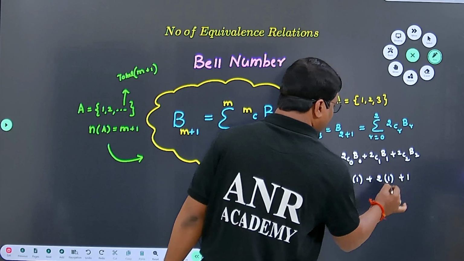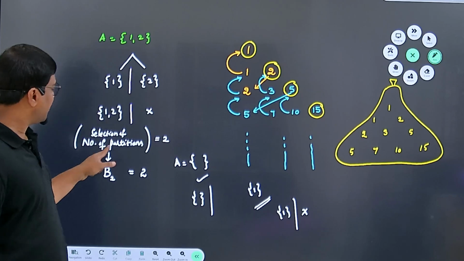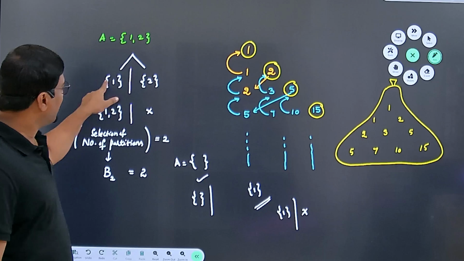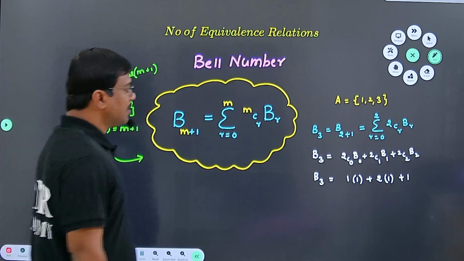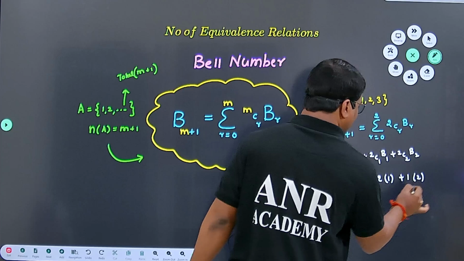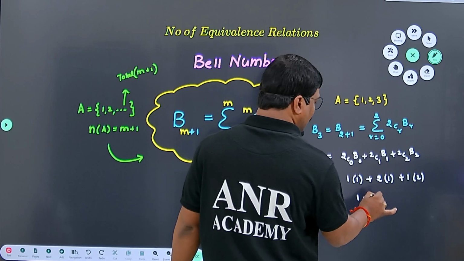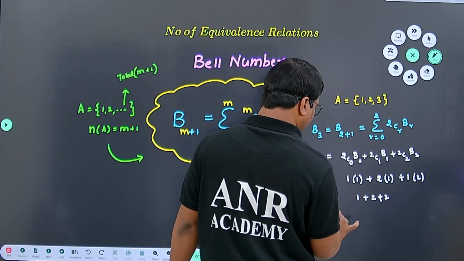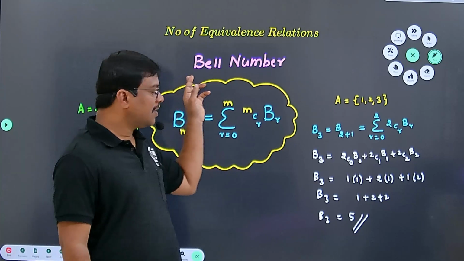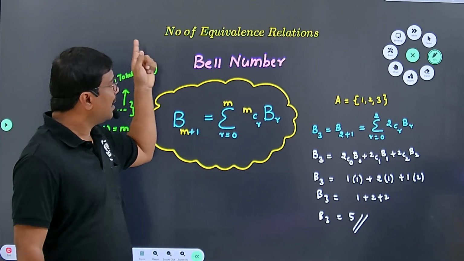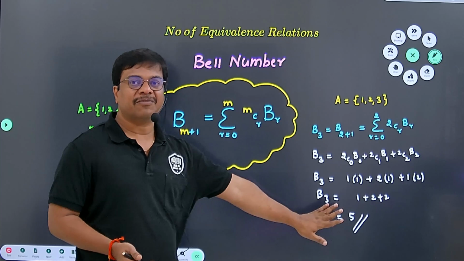B1 is 1. Next, B2. Just now we discussed that when the set contains 2 elements, the total number of selections of partitions is 2: 1 and 2 separately, or 1 comma 2 on one side. So 2 possibilities are here, and so here for B2 I am going to mention 2. Now the value of B3 becomes 1 plus 2 plus 2, and hence the value of B3 is clearly 5. So the number of ways of writing equivalence relations when a set A contains 3 elements is clearly 5.